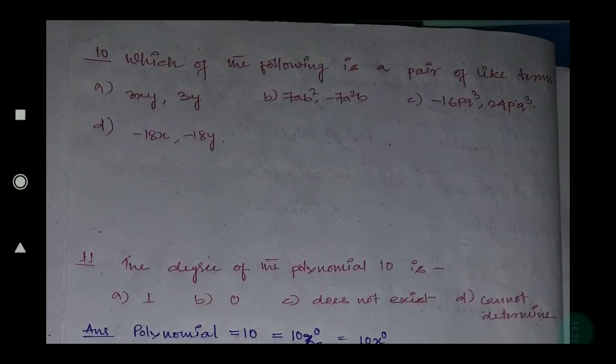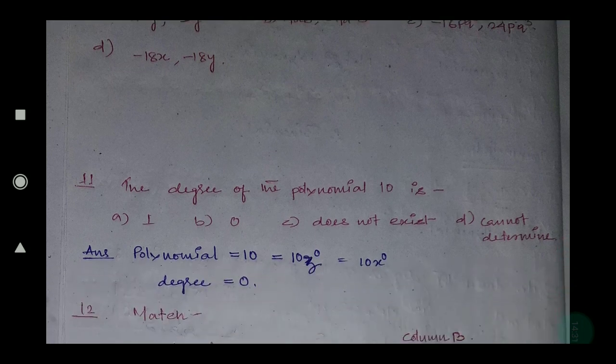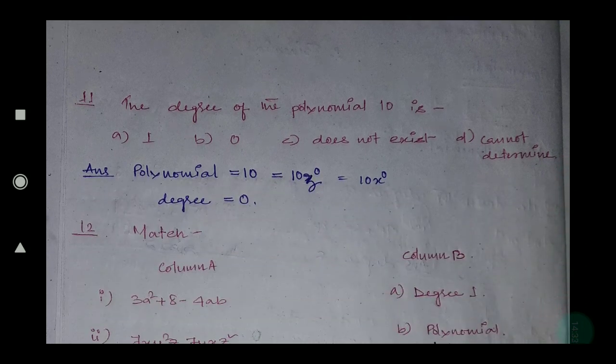Which of the following is a pair of like terms? Like terms you have to find. Which of them are in the form of like terms? In which option are like terms there? That one you have to write. The degree of a polynomial 10 is: the polynomial given is 10. So what will be the degree? Same, 10 into some variable power 0. That means the degree will be 0.